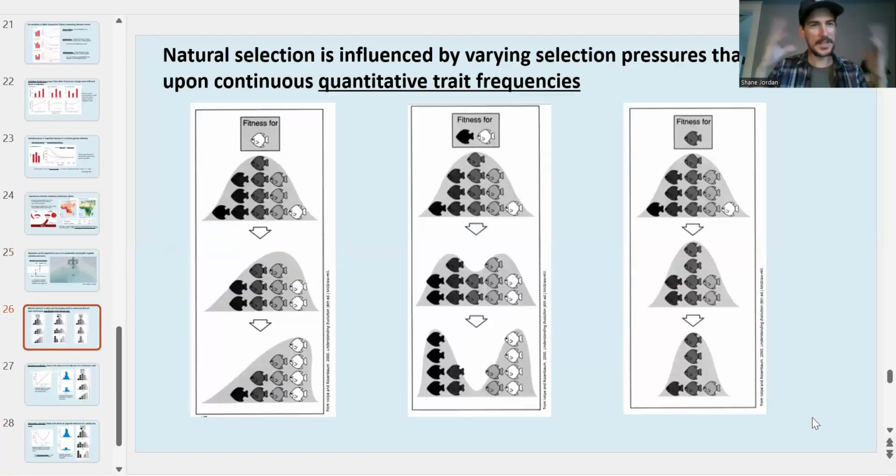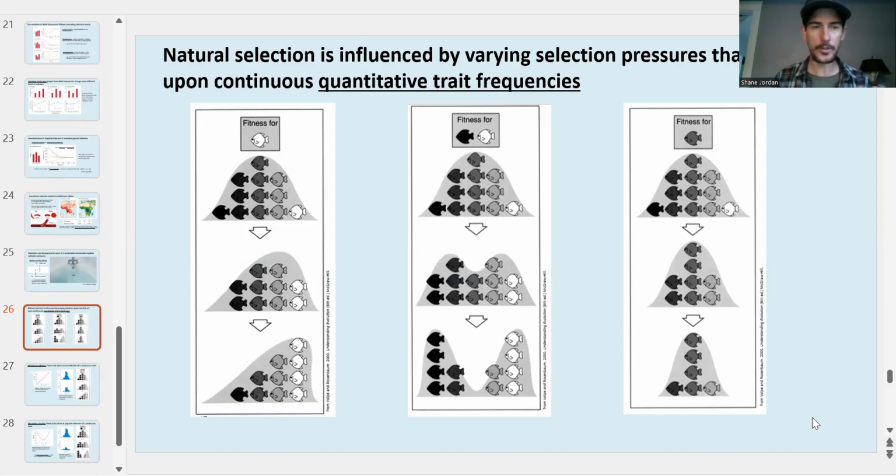So in all of these examples we've been talking about, in terms of models of natural selection, we've generally been looking at single locus traits and single locus trait frequencies in particular, and a handful of different ways that we can predict their changes from one generation to the next. But we also know that natural selection is influenced by selection pressures acting upon what we call quantitative traits. And these quantitative traits are continuous. And these quantitative traits are not single locus traits.